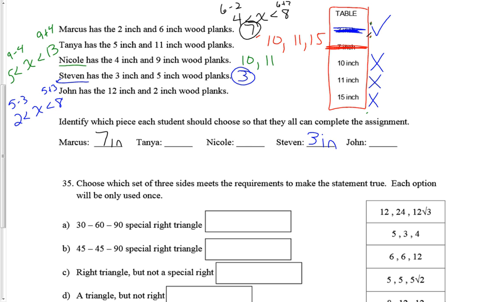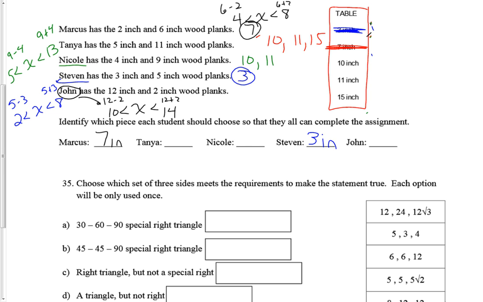And finally, we get to John. John, I'm going to put over here. His third piece must be between 12 minus 2, which is 10, and 12 plus 2, which is 14. So I need a plank that is bigger than 10 and smaller than 14. So again, I come to the table, and let's figure out what are the options for John.